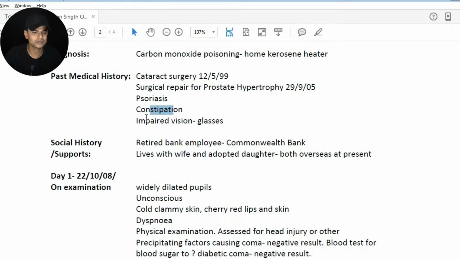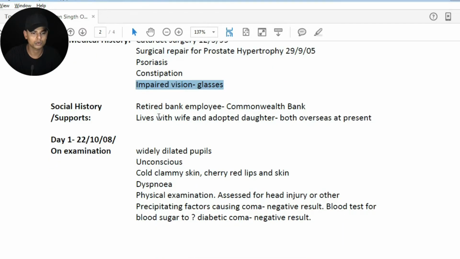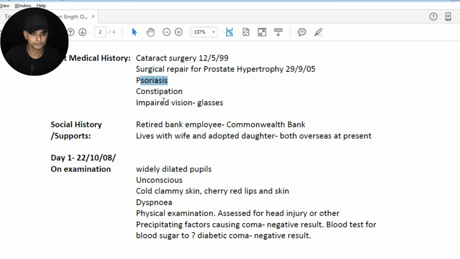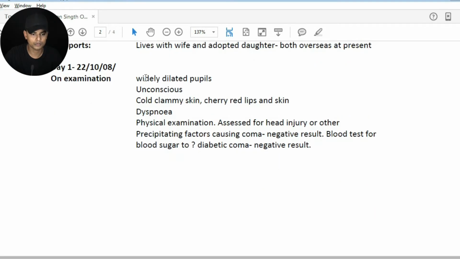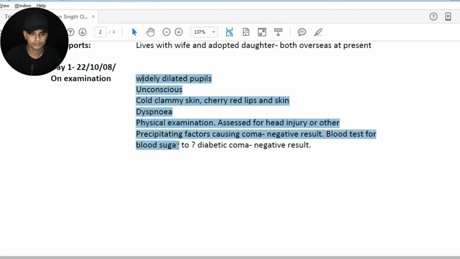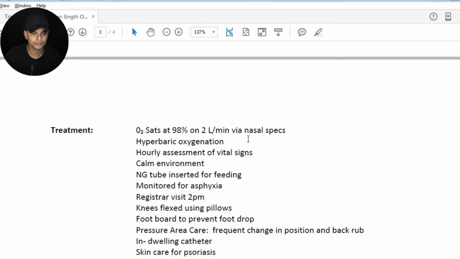Impaired vision, glasses doesn't seem to be making much of difference, so we did not include that. We just included about psoriasis because treatment was given for that. Skin integrity was maintained. He had some issue with his skin, so that's why we mentioned about psoriasis. Other things we just did not include. Then all these information we have included, and these things were negative, so no need to mention that. That won't do any good.